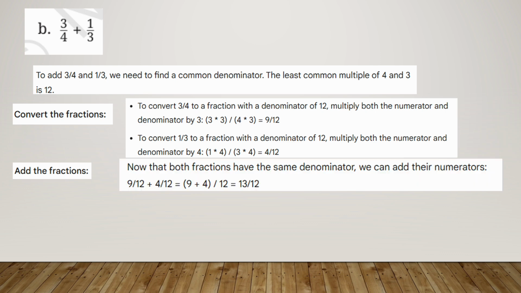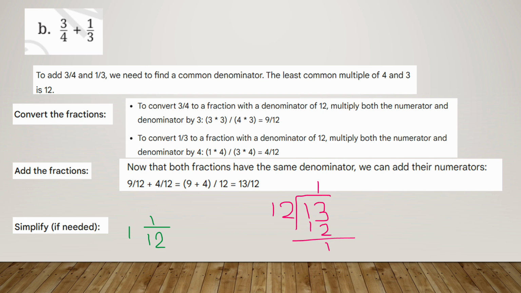Now that both fractions have the same denominator, we can add their numerators. That is 9 by 12 plus 4 by 12. We just add the numerators. 9 plus 4 is 13 by 12. 12 remains same. 13 by 12. If needed, we can simplify. See 13 by 12. 1 into 12 is 12. Remainder is 1. So 1 by 12.